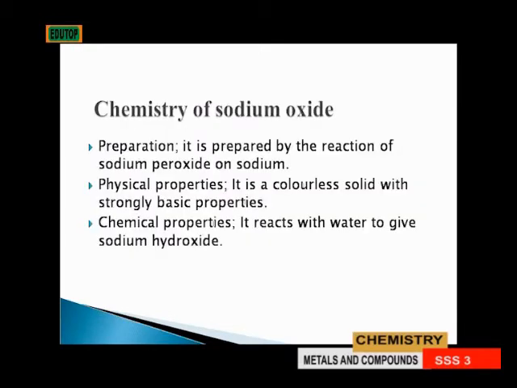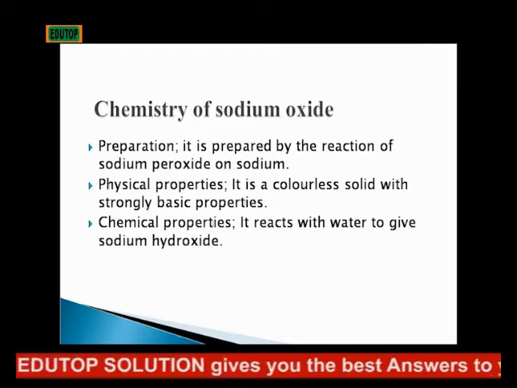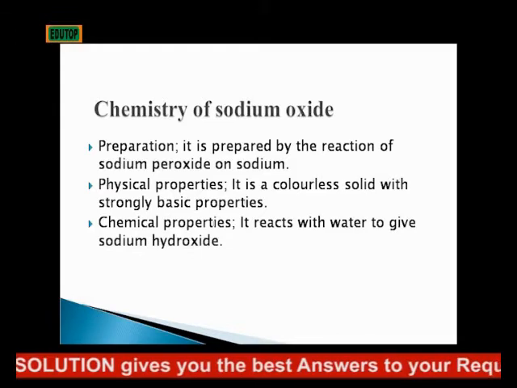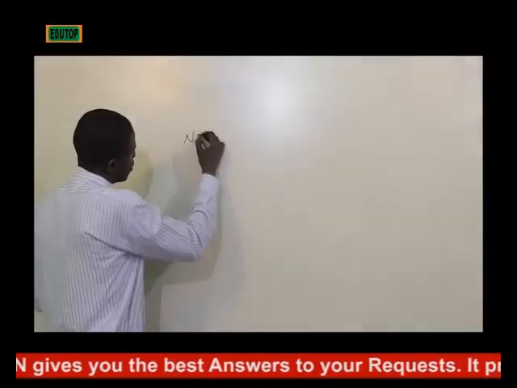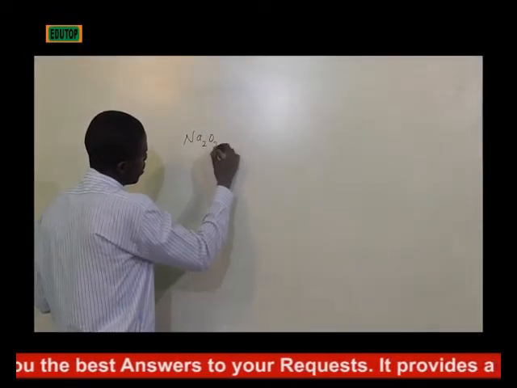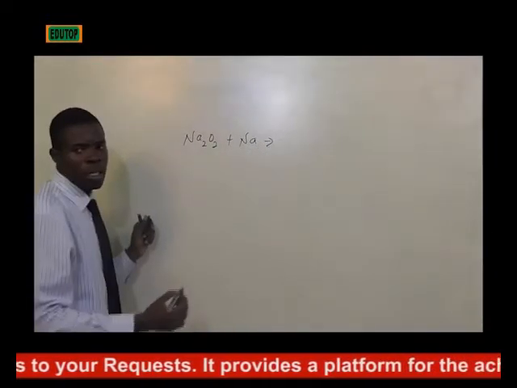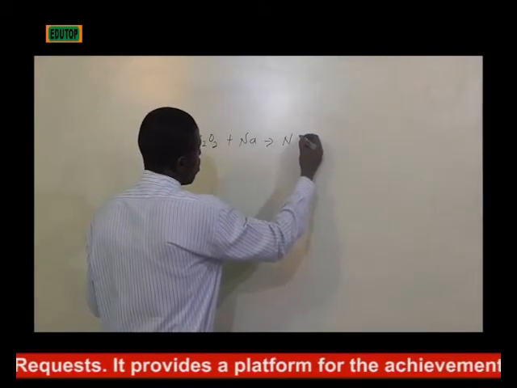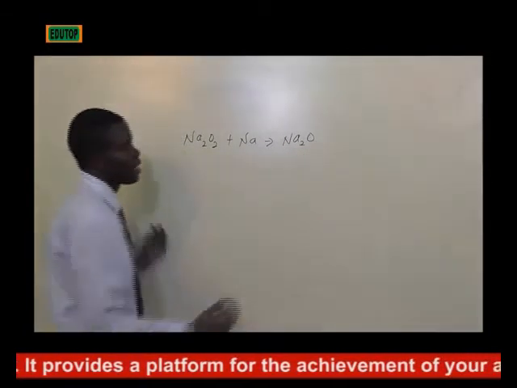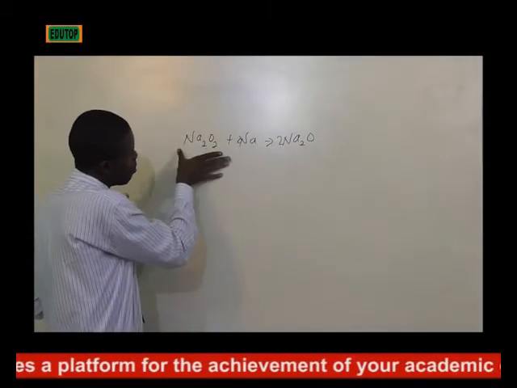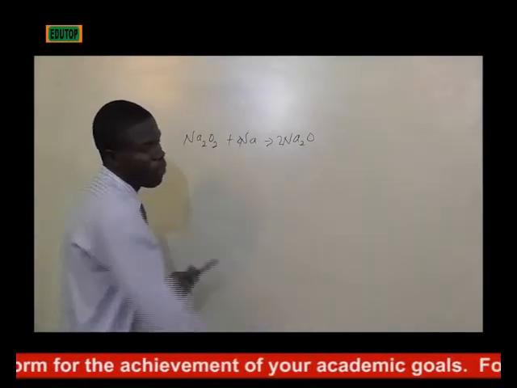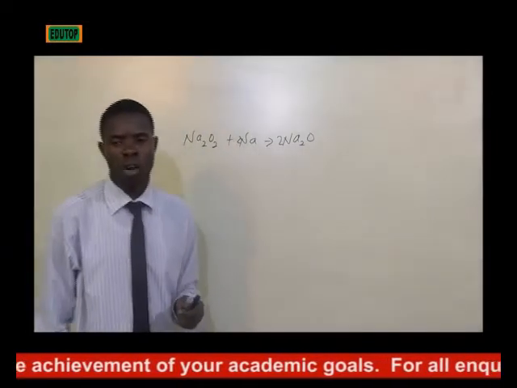Chemistry of sodium oxide. Preparation. It is prepared by the reaction of sodium peroxide on sodium. Sodium peroxide plus sodium gives sodium oxide. So when sodium peroxide reacts with sodium, you have sodium oxide.